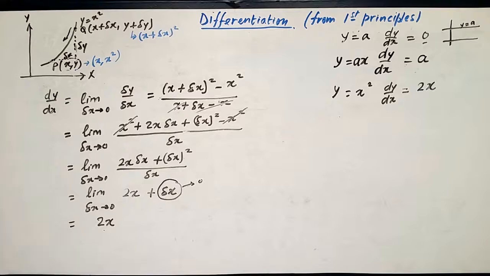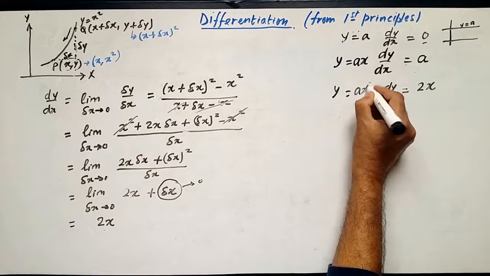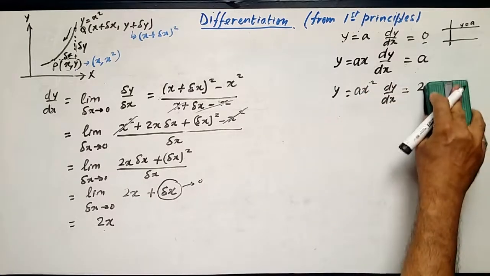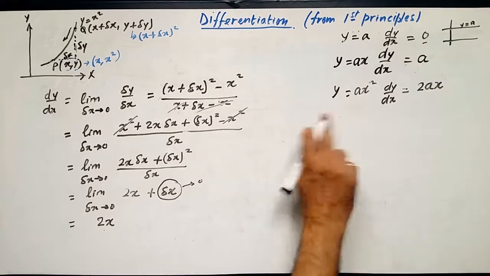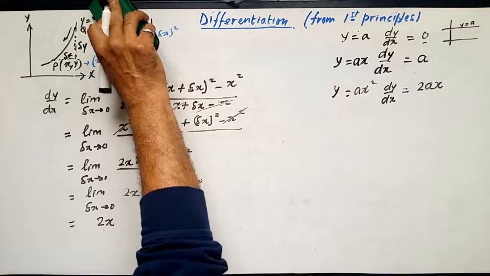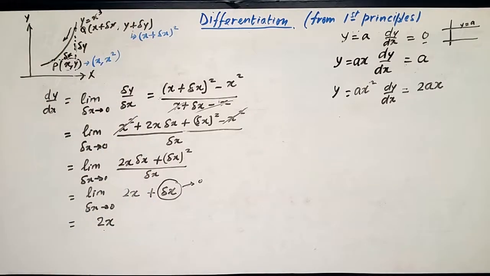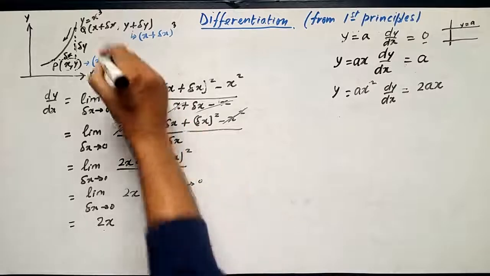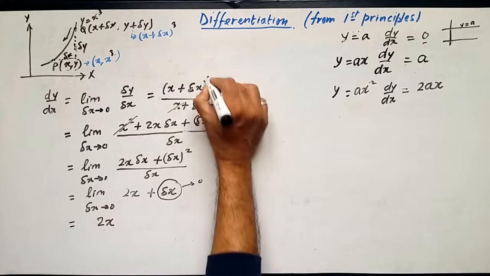So if y is equal to a constant multiplied by x squared, we can just multiply the constant by the expression. So if y is equal to ax squared, dy by dx will be equal to 2ax. Now let's see what happens when we replace y equal to x squared by y equal to x cubed. It is simply that we just have to change all these expressions to a cubed form.